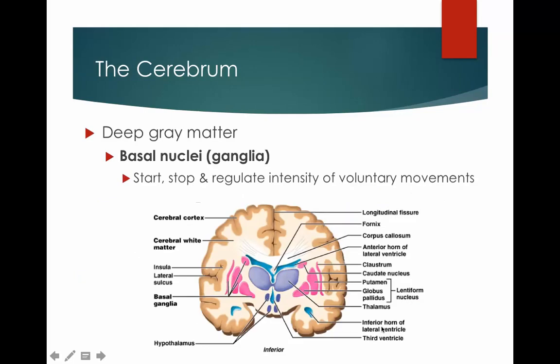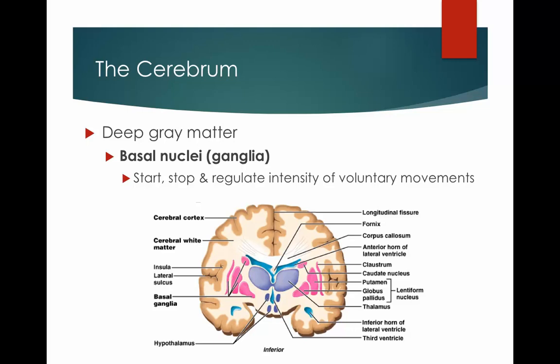So then in addition to the gray matter in the cerebral cortex, we also have gray matter that's located deep within the cerebrum. So you've got outer gray, you've got internal white, and then you have internal or deep gray matter, right? And one of the first nuclei that present themselves as deep gray matter are the basal nuclei. We also see them in texts as the basal ganglia.